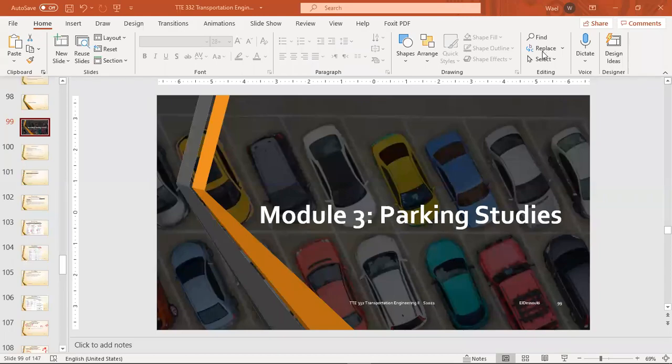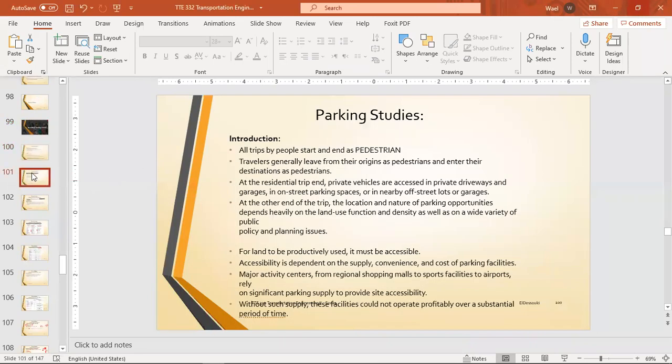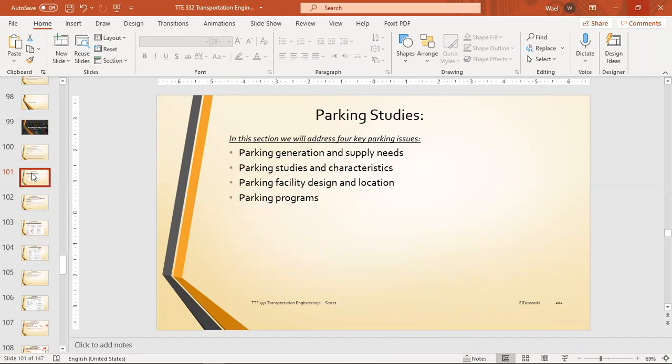Today we are going to continue on Module 3, the parking studies. First, we would like to make a quick revision of what we covered so far in this topic. We mentioned that we need to address parking generation and supply needs, parking studies and characteristics, parking facilities design and location, and parking programs. In the last few lectures, we covered the parking generation and supply needs and the parking studies and characteristics.